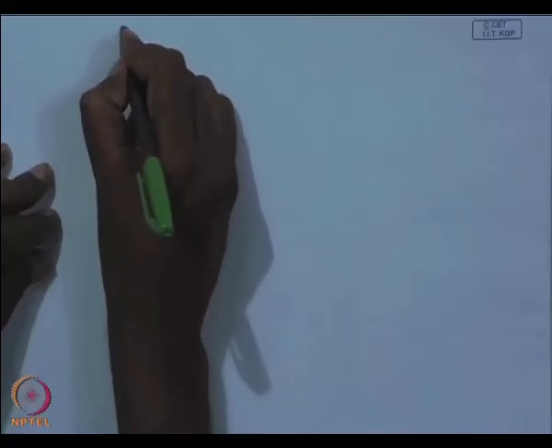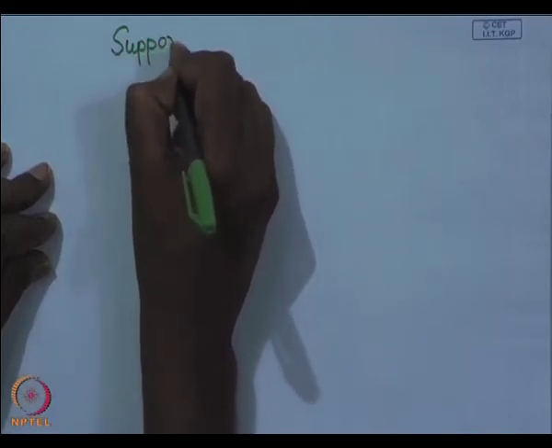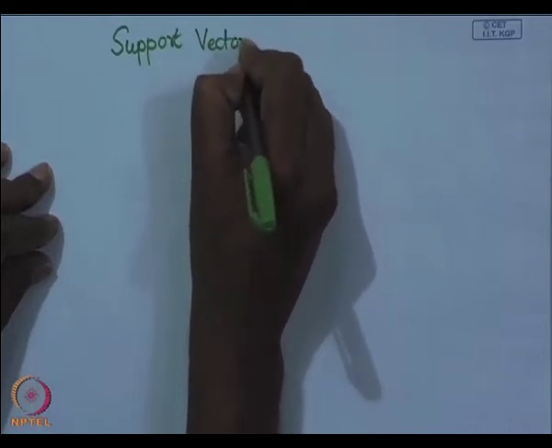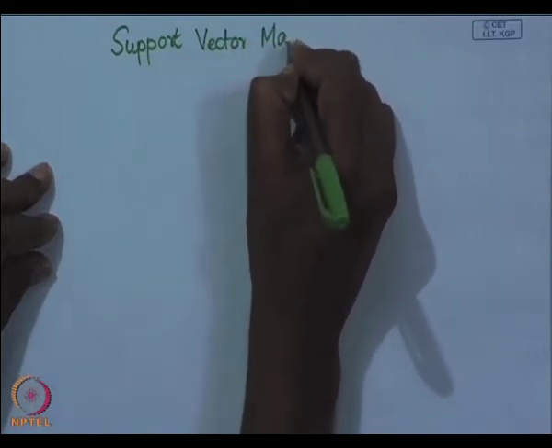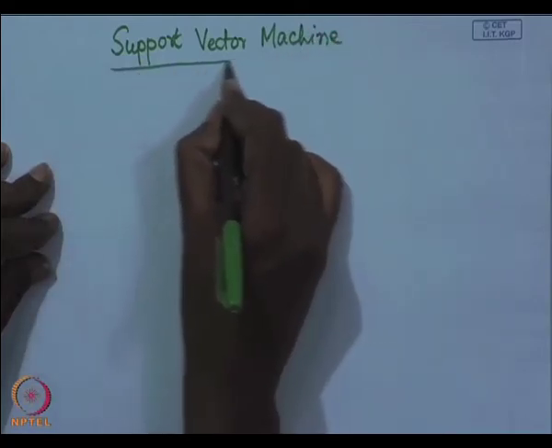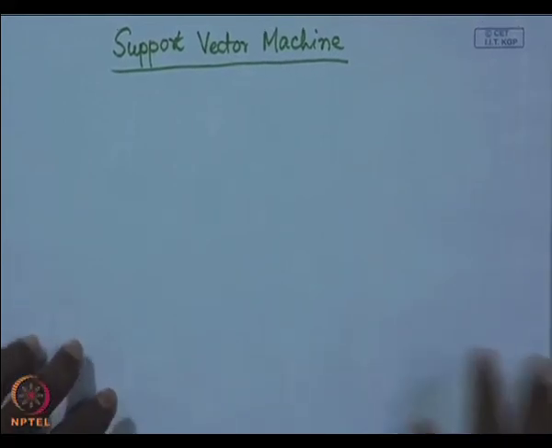Now, over here I will just briefly discuss another kind of classifier, which is called a support vector machine. So, I will briefly discuss support vector machine. So, support vector machine is another type of linear classifier.